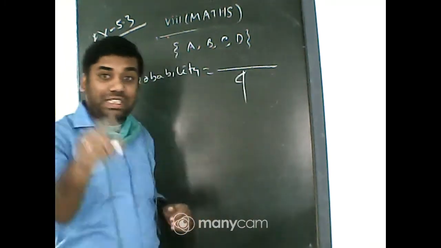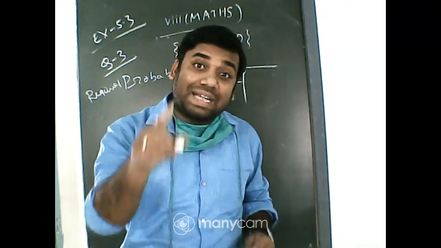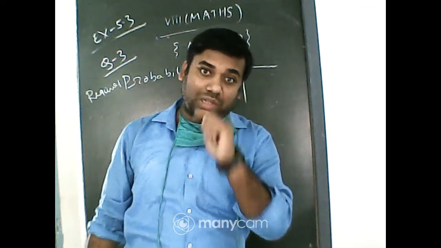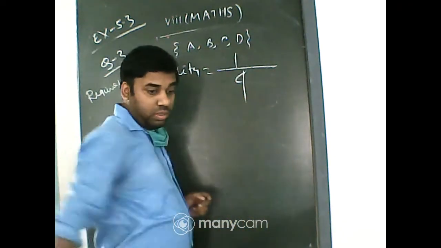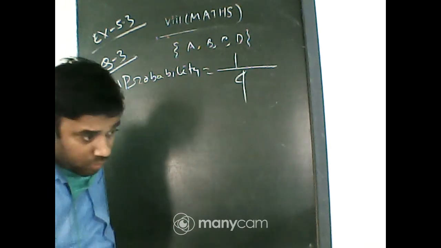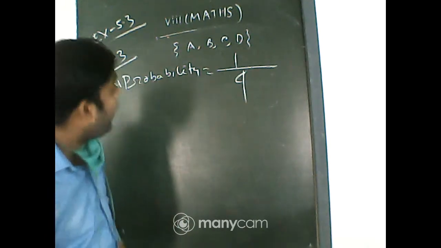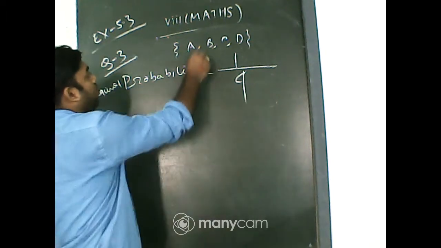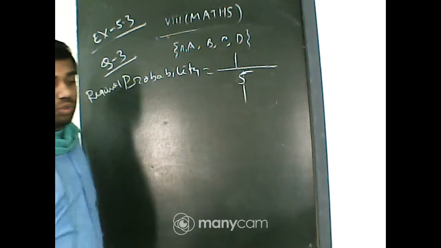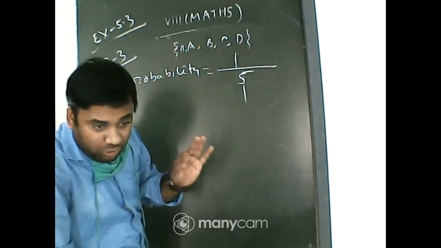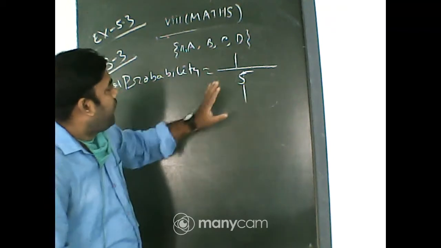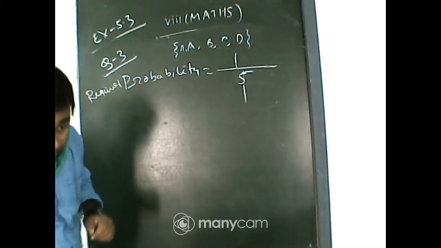Now in this question it is asked, what is the probability of stopping at D? At D means how many numbers? 1. D. So 1 by 4. Oh, 2 A's are there. Yes, 2 A's are there. Okay, sorry. 2 A's are there, therefore 1 by 5, not 1 by 4. As 2 A's are there, that's why 1 by 5. Got it?